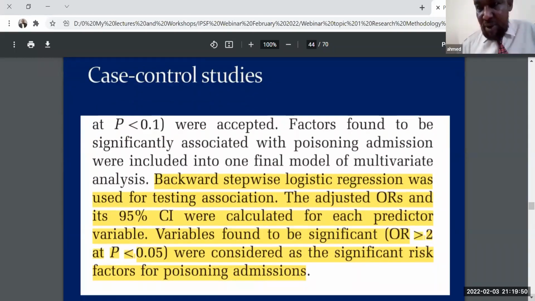This in multivariate analysis is called backward stepwise logistic regression. That means all variables are included in the analysis together, and every time we remove one variable and see how the overall set of variables are consistent together or not, till we reach a set of variables which are consistent together and give a stable relationship.